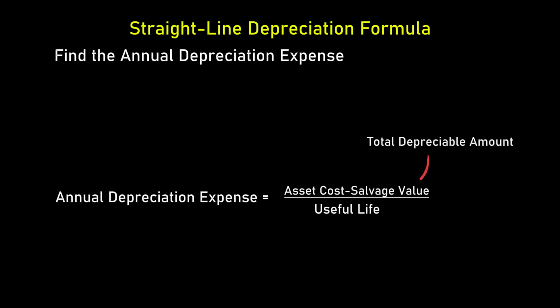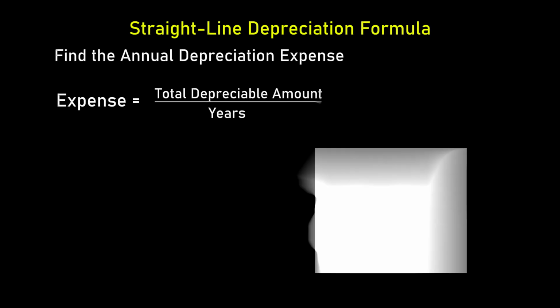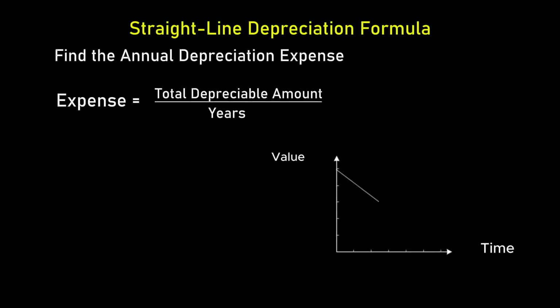This top part of the fraction represents the depreciable base, or the total amount of value that will be lost over time. Then, we divide that total amount by the number of years in the useful life. This gives us a consistent straight line expense for every year of the asset's life. It's the simplest and most widely used method because it assumes the asset disappears at a constant rate.